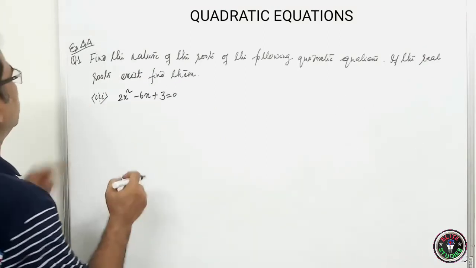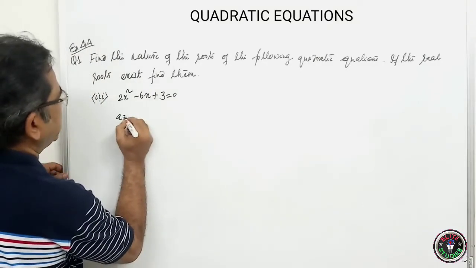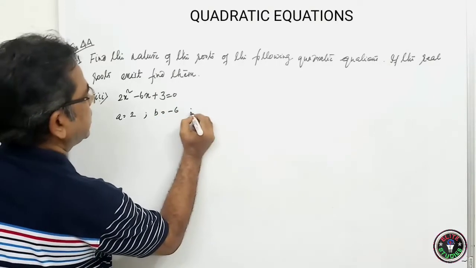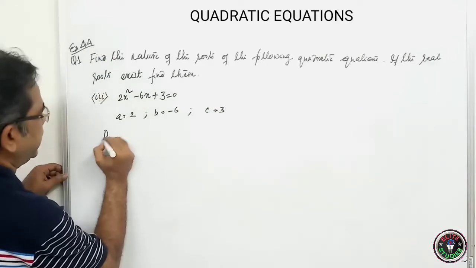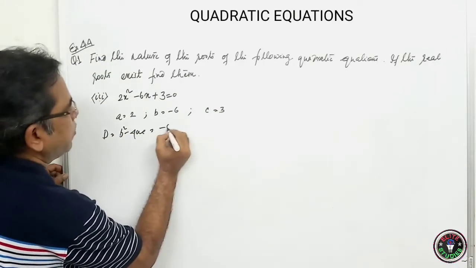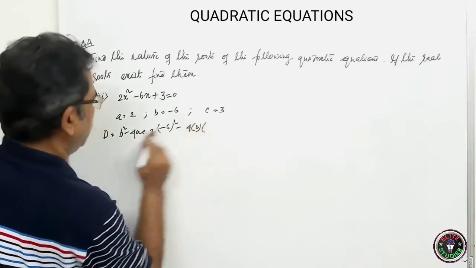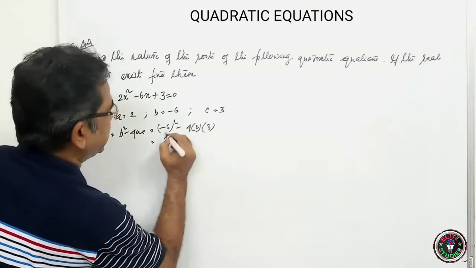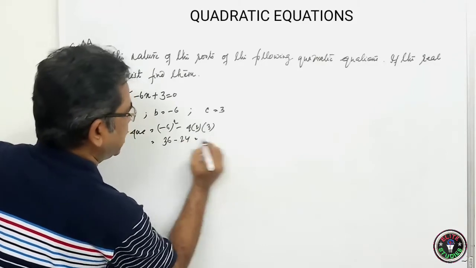Let us do question number 1, part 3. Now here, what is a? a is equal to 2, b is equal to minus 6 and c is equal to 3. So first d is equal to b square minus 4ac. So b square means minus 6 square, 4a is 4 into 2 and c is 3. So it is equal to what? 36 minus 4 into 2 into 3, which is 24.